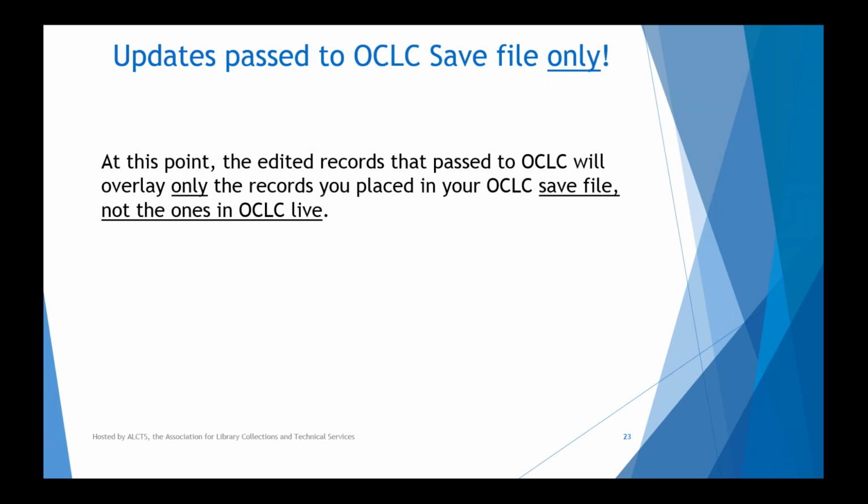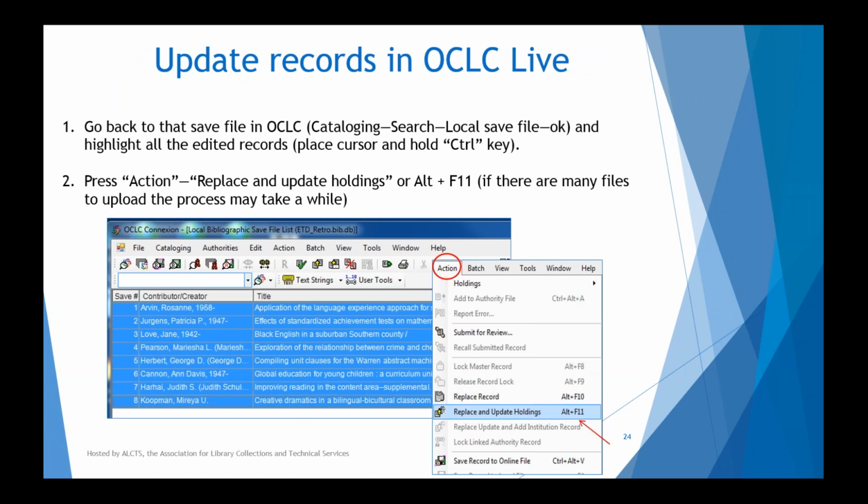So to overlay the records in OCLC Live with the new edited data, you will need to go back to that save file in OCLC, then go to Cataloging, Search, Local Save File, and press OK. Now highlight all the edited records. To highlight records, place your cursor in the bottom record here, and then hold the Control key while moving the mouse upwards. Finally, press Action, Replace, and Update Holdings, or simply Alt and F11. If there are many files to upload, the process may take a while, so don't worry if this happens.